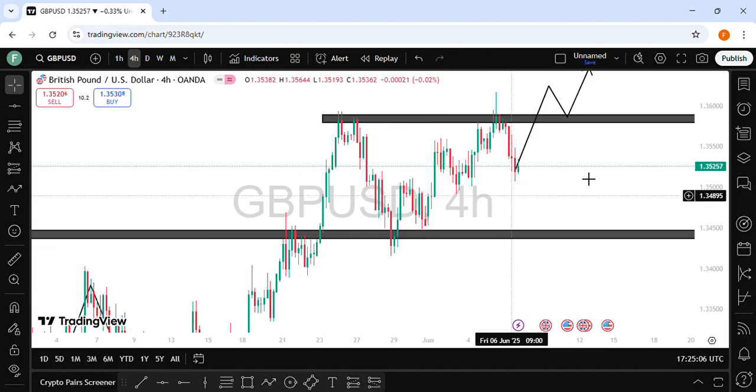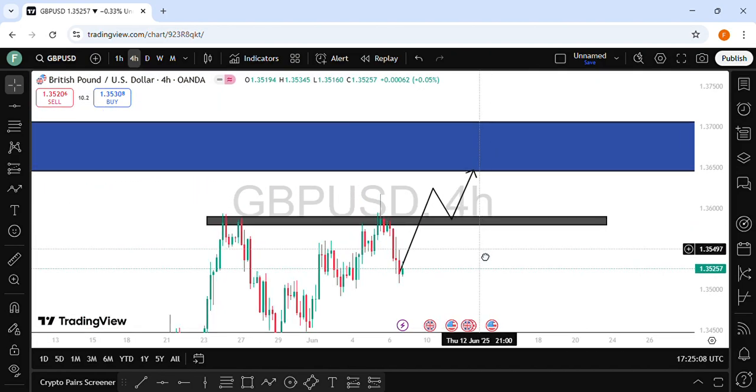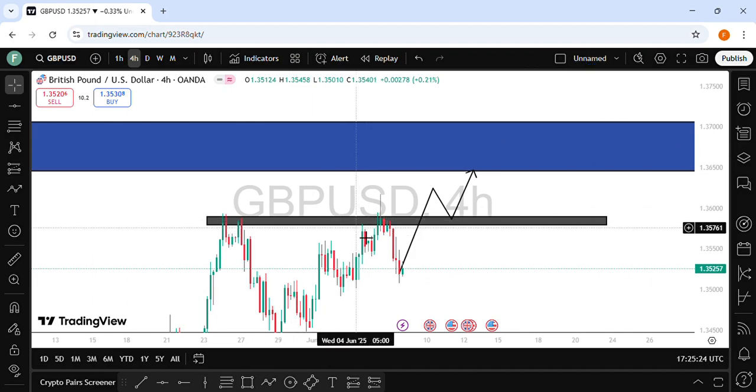So now, let's focus on the current one. For me to take trade here, I will likely wait for price to pull back to my zone. If price does not pull back to break this zone, I will not take any trade. Because this is very tricky, I won't take any trade here.